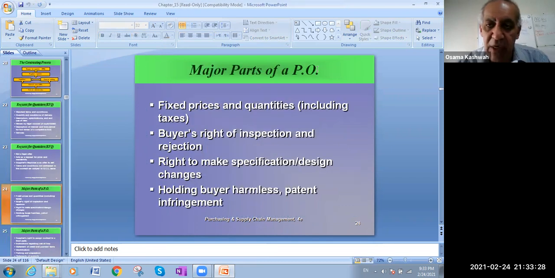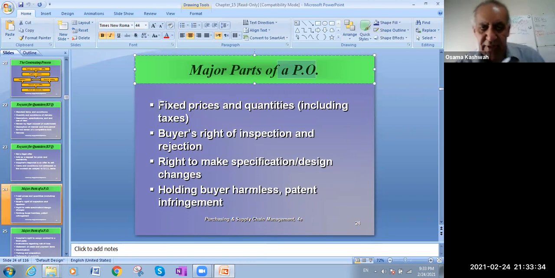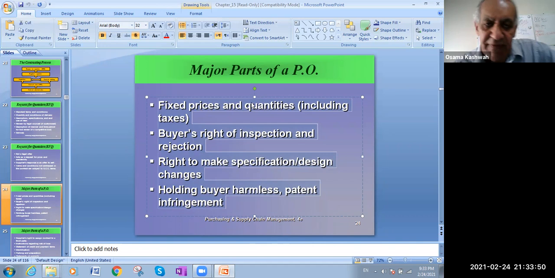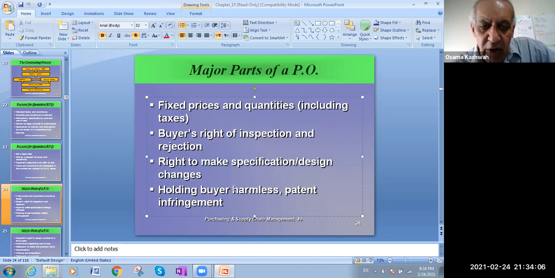PO stands for purchase order. Those are the major points of the purchase order, points that must be included in it: fixed prices and quantities, buyer's rights, including the taxes also. Fixed prices and quantities, buyer's right of inspection. I have the right to inspect the goods. I have to make sure that what I will pay for is right, and that I'm putting every penny in the right place. Right to make specification and design changes, holding the buyer harmless.